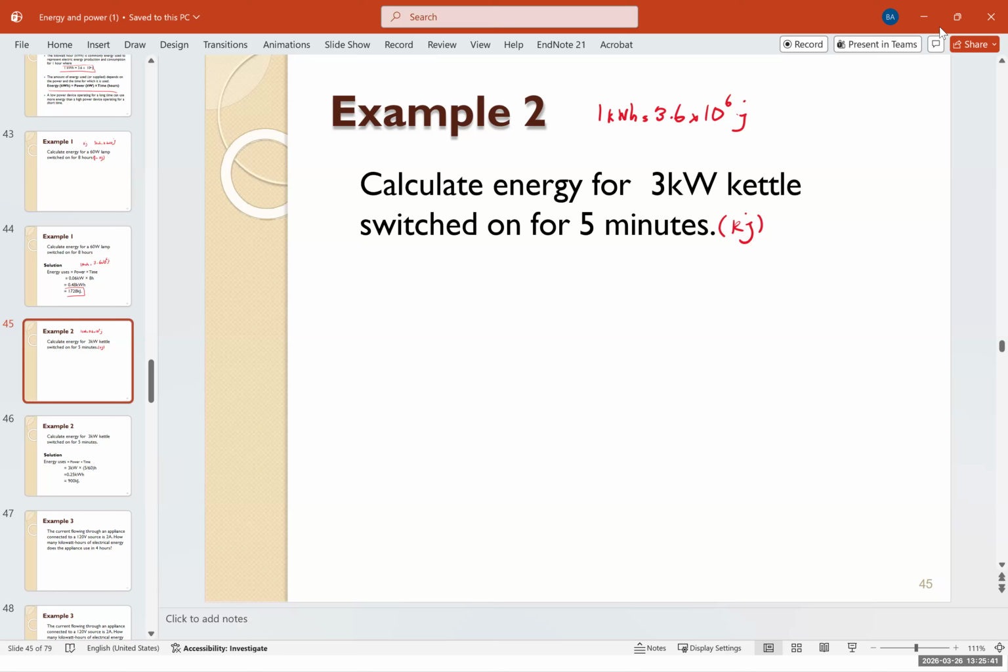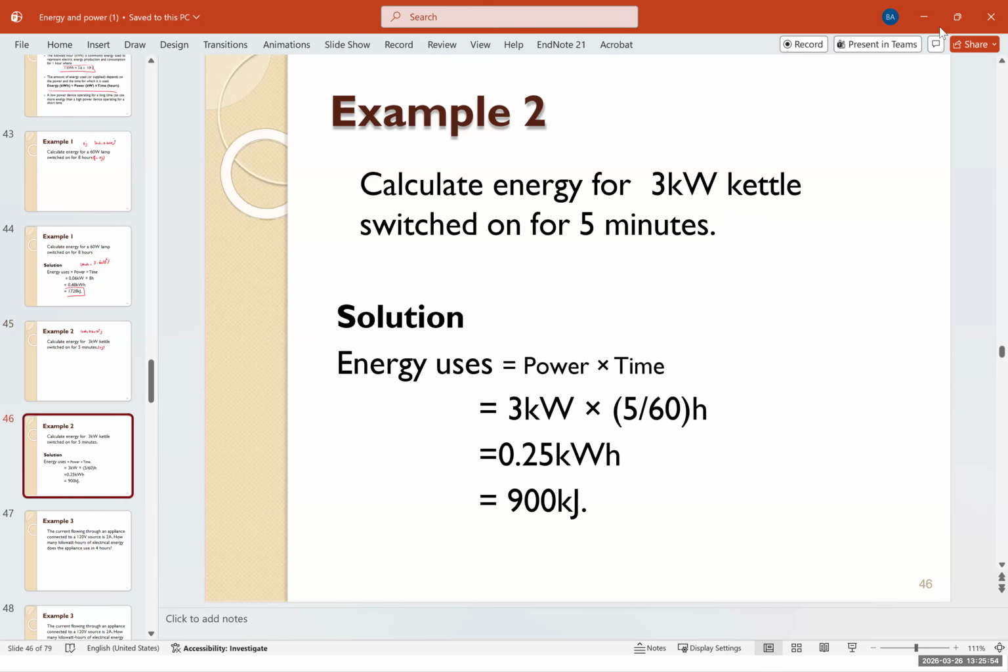Okay, what did you get? 900. Who got 900? Okay, good. So energy usage is going to be power times the time of usage, which is 3 kilowatts times 5/60, or 1/12 of an hour, which gives us 0.25 kilowatt hours. And when we multiply it, we get 900 kilojoules.